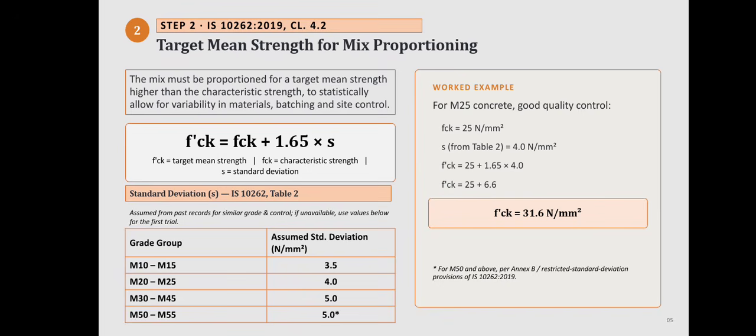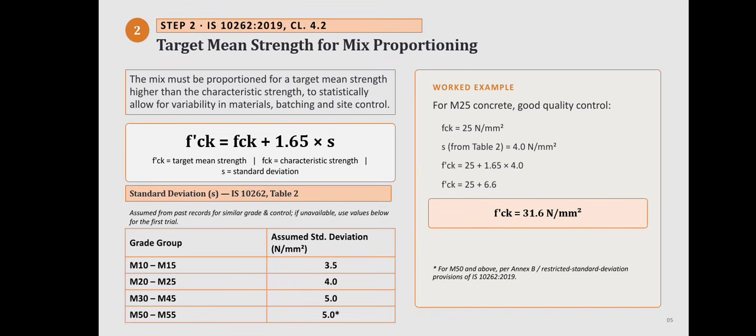So next is calculating the target mean strength. Concrete is not designed exactly for the characteristic strength because variations occur during production. Therefore, IS 10262 recommends using the formula: target mean strength F-CK dash is equal to characteristic compressive strength FCK plus 1.65 into S, where S is the standard deviation. The table below gives the assumed standard deviation values for different grades of concrete.